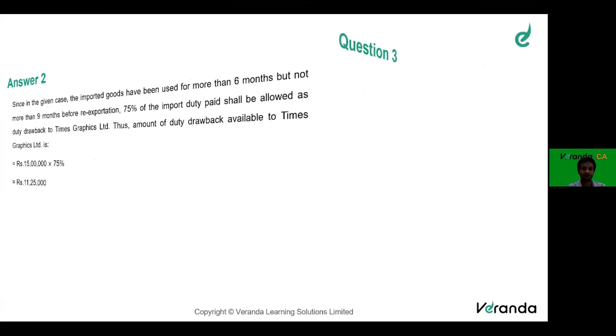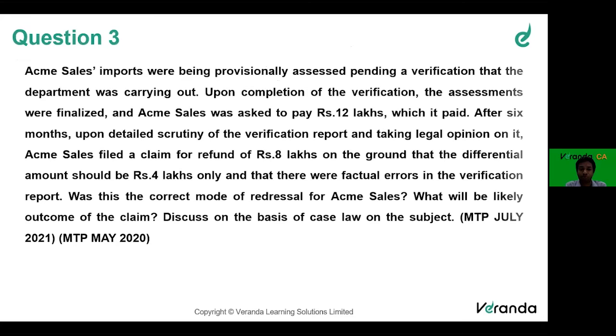Then attempt. Next, Acme Sales' imports were being provisionally assessed pending a verification that the department was carrying out. So Acme Sales were doing imports. Upon completion of the verification, the assessments were finalized. So there was a provisional assessment going on and they finalized the assessment order. Acme Sales was asked to pay 12 lakh rupees, which it paid. So the departmental authorities gave a final assessment order, asking them to pay 12 lakh rupees.